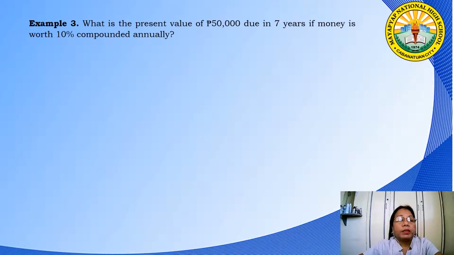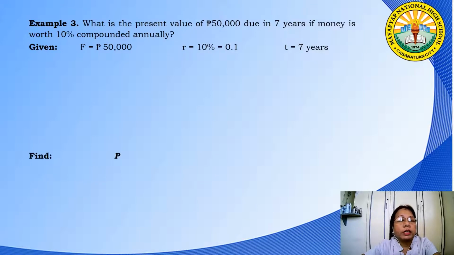Example number 3. What is the present value of 50,000 pesos due in 7 years if money is worth 10% compounded annually? So first, identify the given. F is 50,000, R is 10% or 0.1, and T or term is 7 years. So find the present value P.